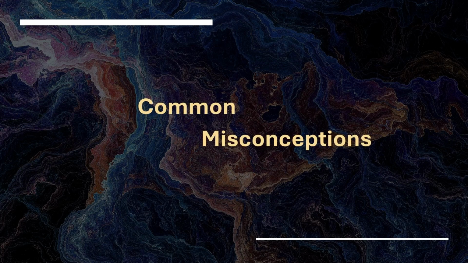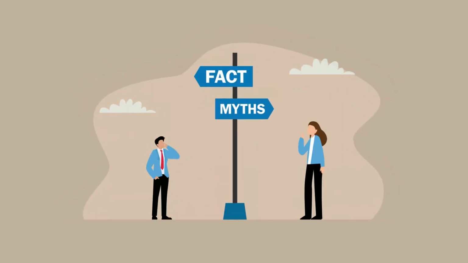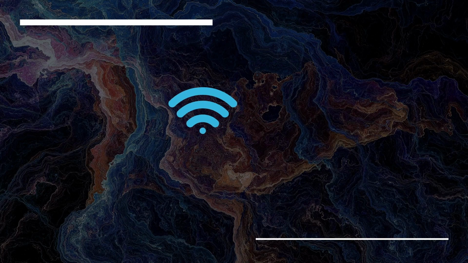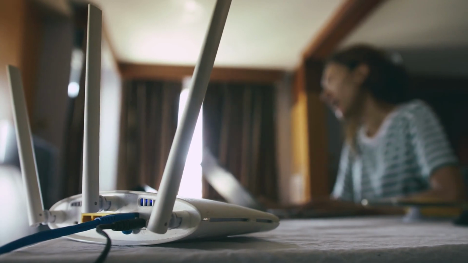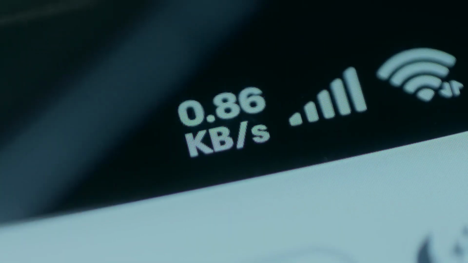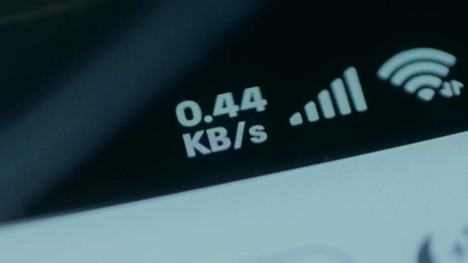Common misconceptions. First, let's clear up a few common myths. Wi-Fi is not the internet. It's just the wireless link between your device and your local router. You can have strong Wi-Fi and still have no internet connection if the router isn't connected to the outside world.